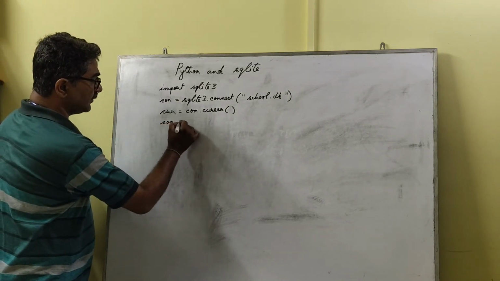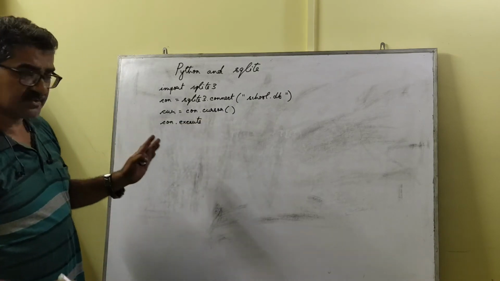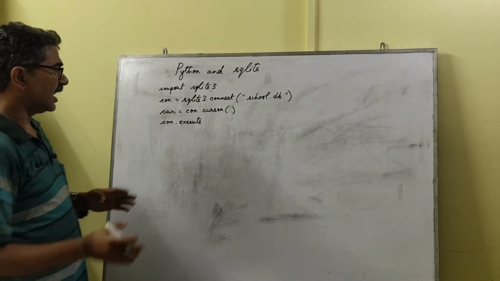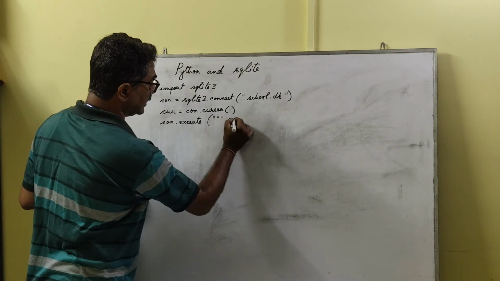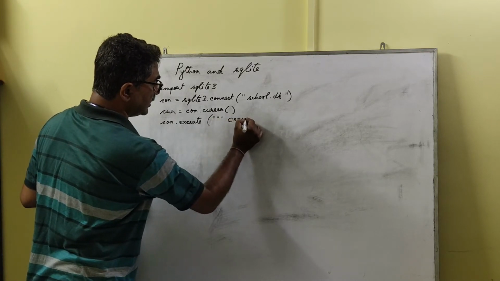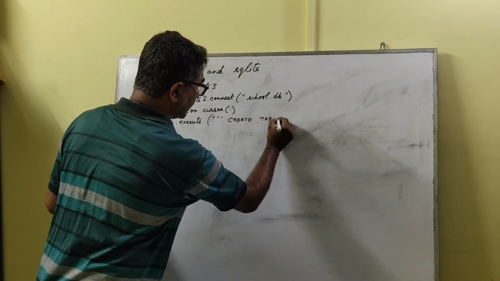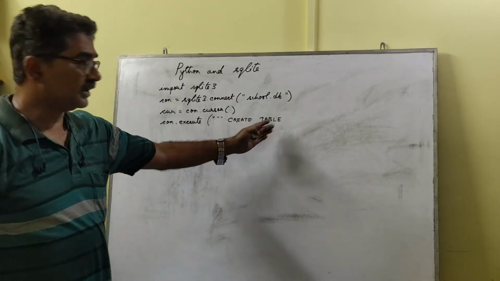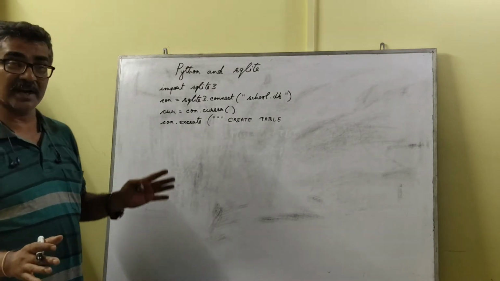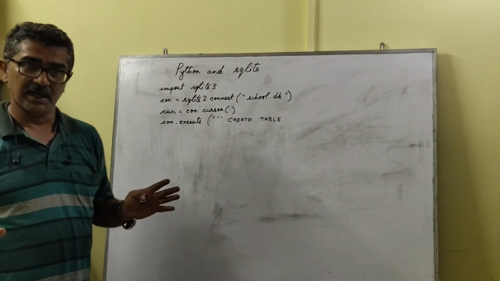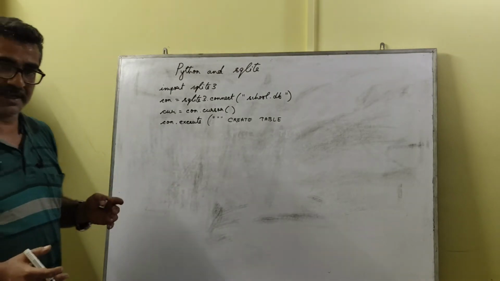So connection dot execute. I am keeping the functions or commands very minimal so that you can understand how to do the connection. Create table. We can directly write create table school. I assume that you understand how to write SQL queries or SQL commands. So create table is a command for creating a table where we store data.